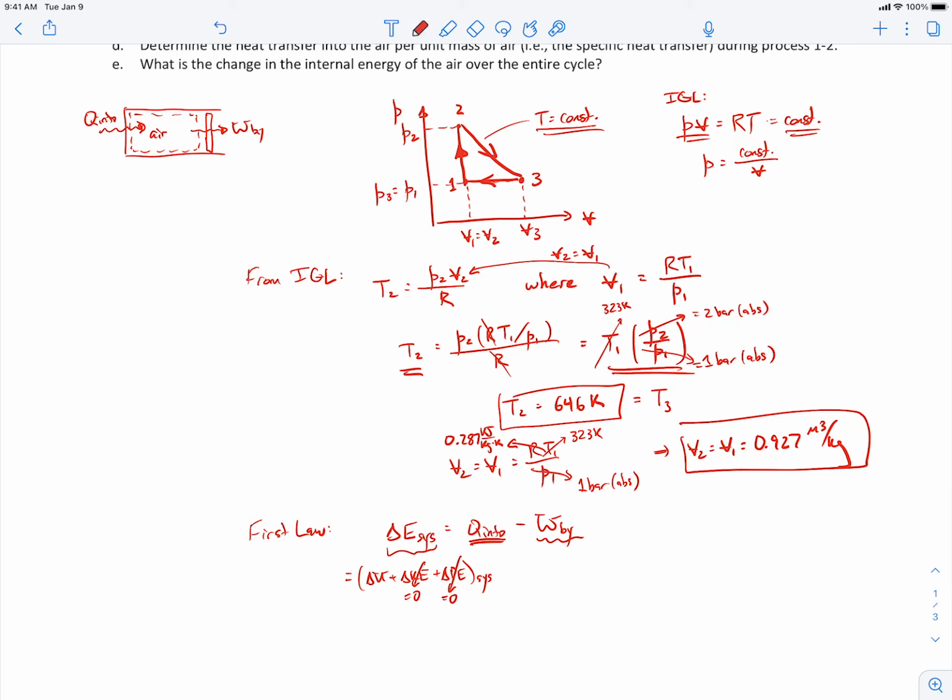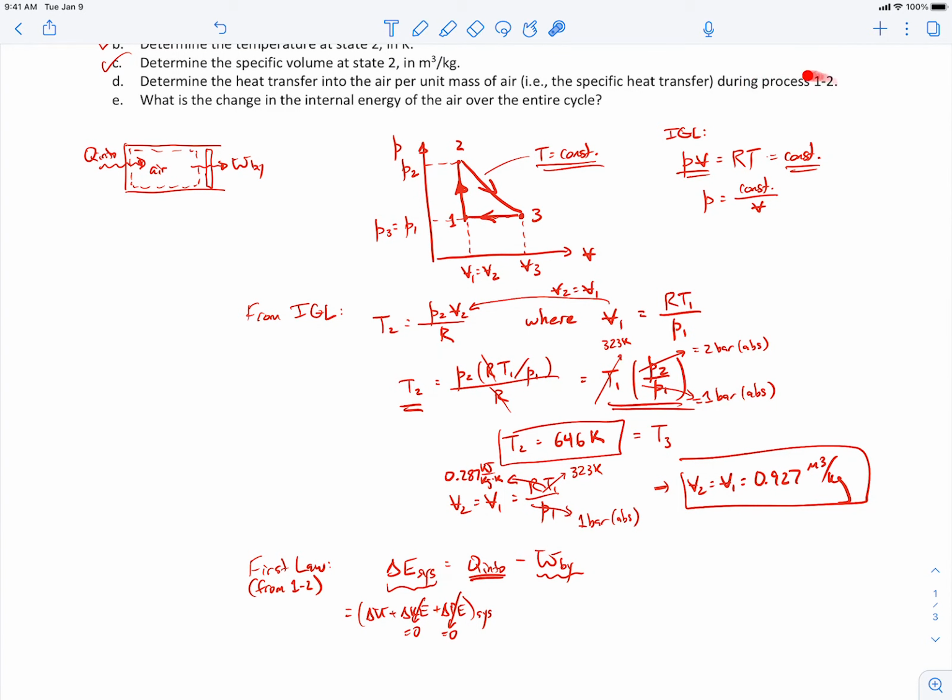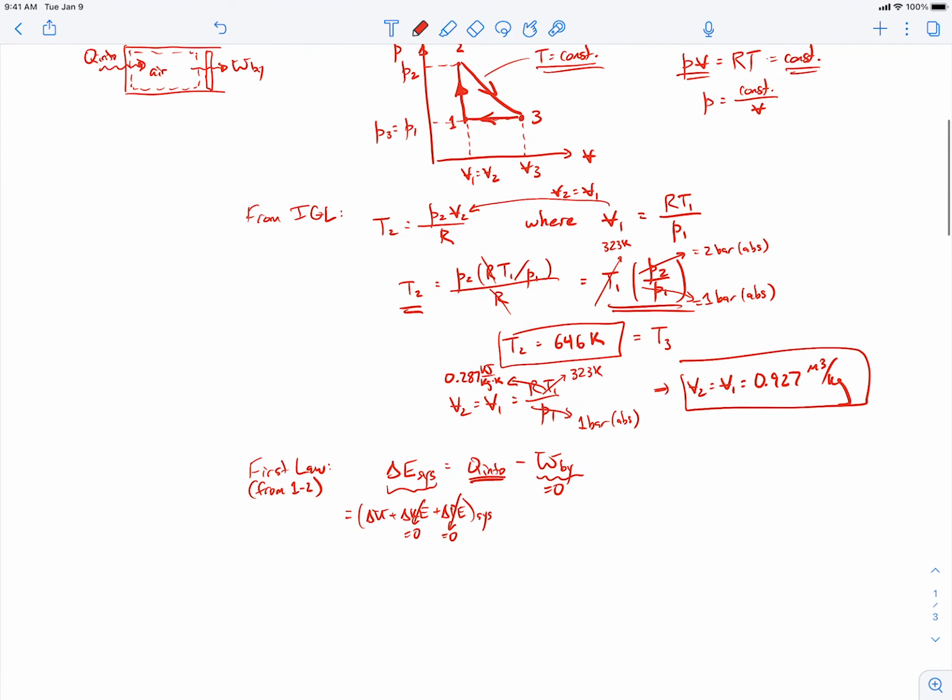So remember, this is from 1 to 2. That's what we're asked to find in the problem statement. So this term will be 0. Okay, so that means if I rearrange this, we'll have Q into is equal to the mass times the specific internal energy at state 2 minus the specific internal energy at state 1. All I did here, this is just the delta capital U. I just broke it up into mass and the change in specific internal energy.